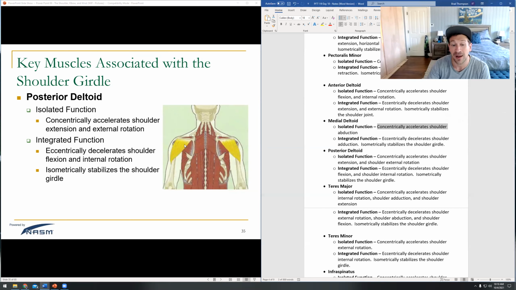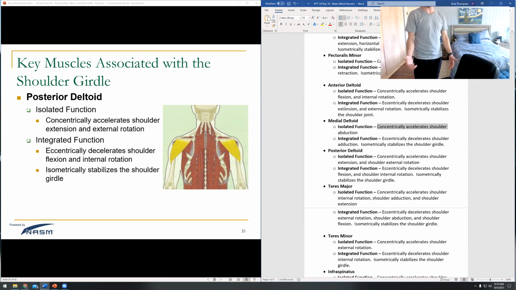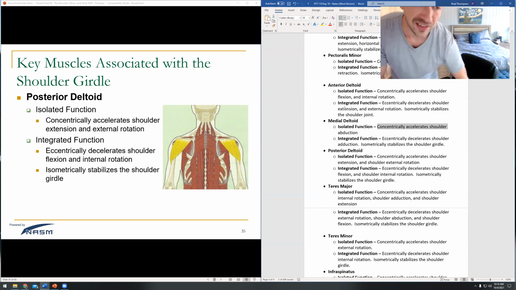And then we get the posterior delt back here, and this is definitely a muscle almost all of us need to strengthen. And so this does shoulder extension. So it actually goes this way, right? But it also does external rotation. So a lot of people will go and they'll do reverse flies thinking they're getting their posterior delt. And they are getting a little bit. But if you really want to get your posterior delt while doing a reverse fly, we don't just want to go straight out. You kind of want to come back here because that's going to be closer to extension. Or honestly, cable pulls like this are real good. They get your lats a little bit too there.